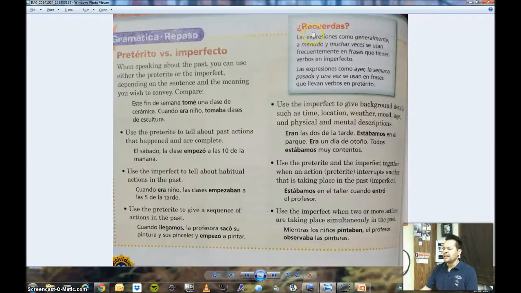All right. Take a look at this little box on top of the yellow box on page 76. This is recuerdas. Do you remember? That's what that means. Do you remember?